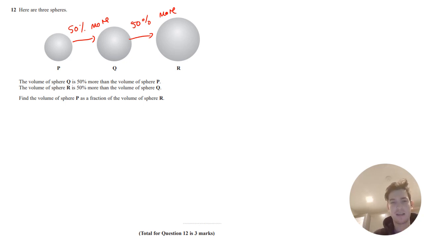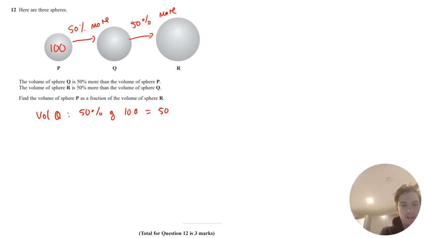So what I would do here is I would call the volume of sphere P 100. Let's just call it 100. I think it does this in the model answers as well. So what would be the volume of Q? The volume of Q, well, 50% more. How would I do this? Well, 50% of 100 is 50. So 50% more would be 100 plus 50, which is 150. So the volume of sphere Q is 150.